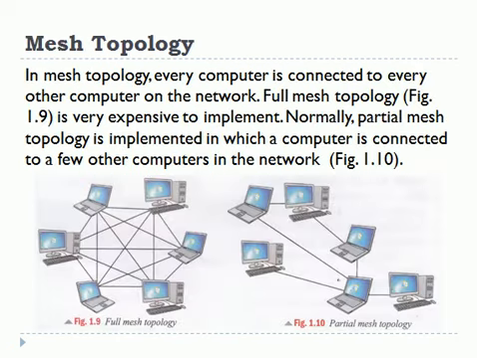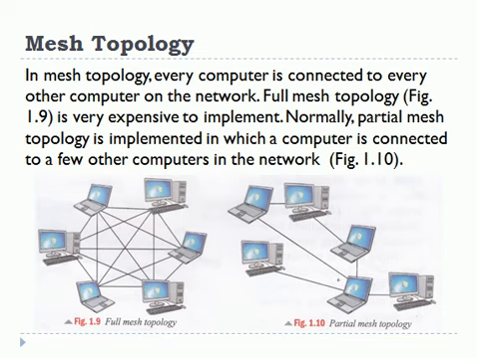Now next is the mesh topology, or you can say the last topology. It is also known as the hybrid topology. In the mesh topology, every computer is connected to every other computer on the network. So each and every computer is connected to the other computers. It is known as full mesh topology.